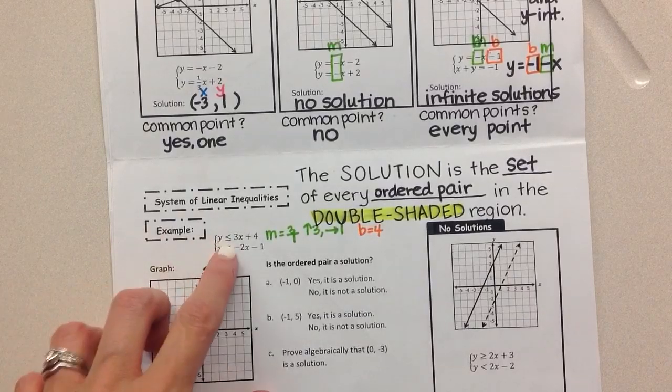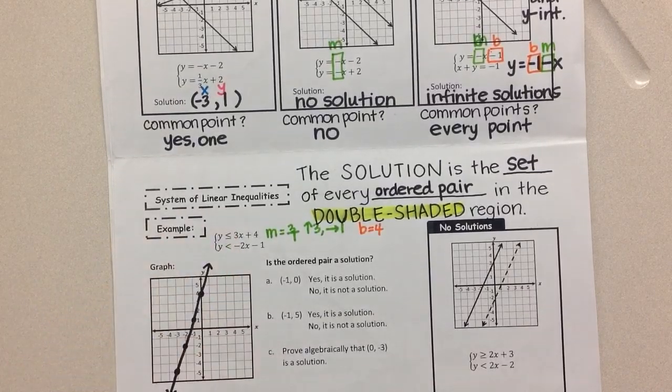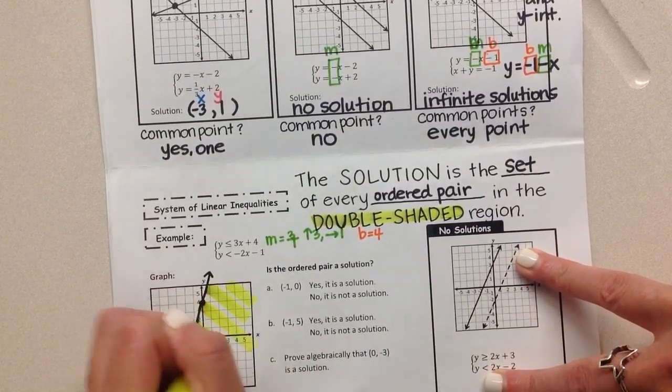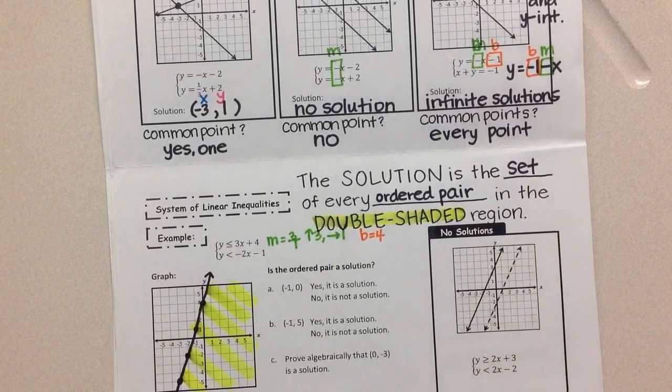So I need to look at my inequality symbol. Since it's a less than, I'm going to shade under the line. So I'm going to shade down from the line, and there's that graph. And now I need to graph the other inequality.